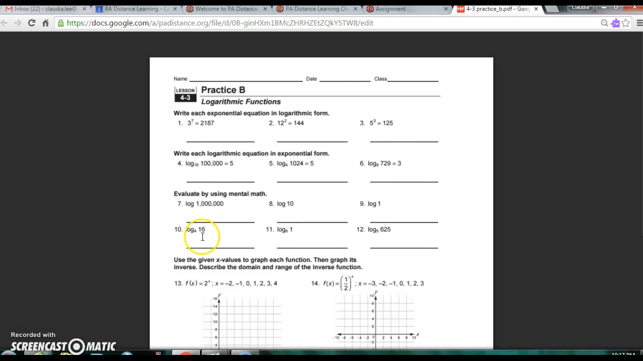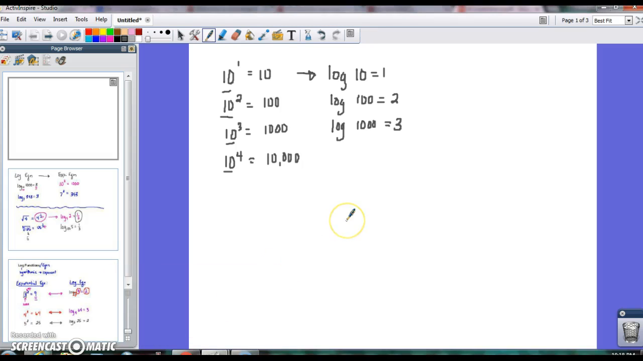Let's look at problem number 10. Problem number 10 is log base 4 of 16, and they're asking you to figure that out. Well, what is that equal to? I'm going to call that x because I don't know. So it's basically saying 4 to what power gives me 16? That's what this is asking you. All I'm saying to myself is, okay, this is my base. So 4 to what power gives me 16? I know then that answer has to be 2. That's how you're going to figure out those problems.